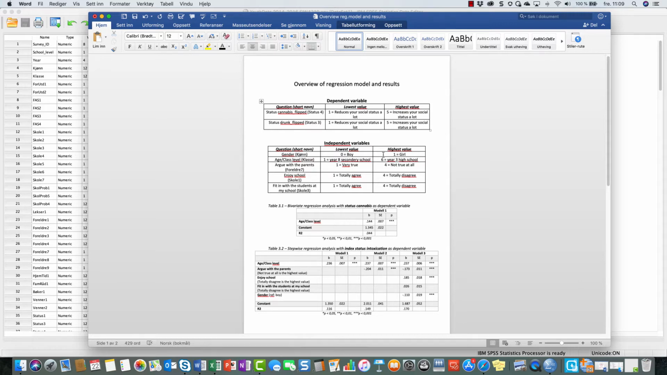And then I also included an overview of my independent variables with the values, the lowest value and the highest value. So I can use this for my interpretation. It makes my interpretation so much easier to know this. I also put in the regression table the highest values for the dummy. I put in the reference category, which is boy, and that's the low value on that one. But yeah, that's what I do.